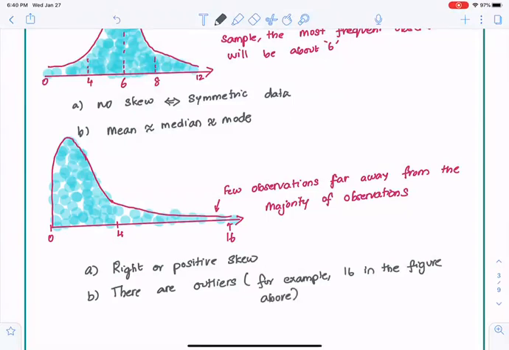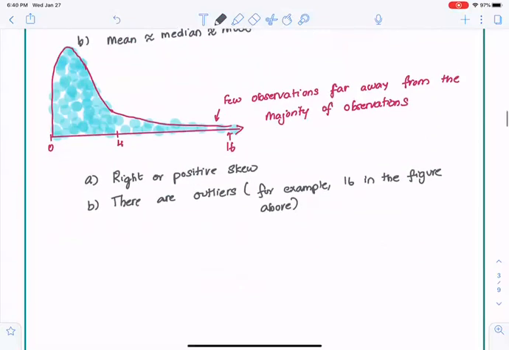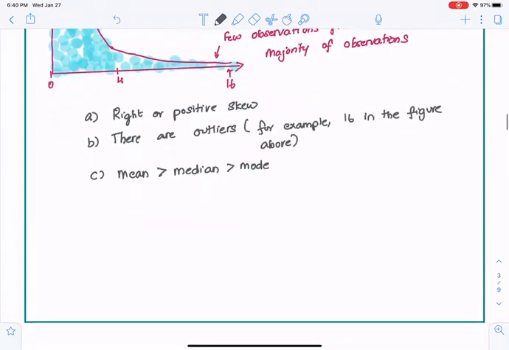Reason being, majority of the observations are between 0 and 4, and 16 is far away from 4, so that would be the outlier. And lastly, if we have right or positive skew, typically the mean is likely to be greater than the median, which would be greater than the mode, theoretically speaking.